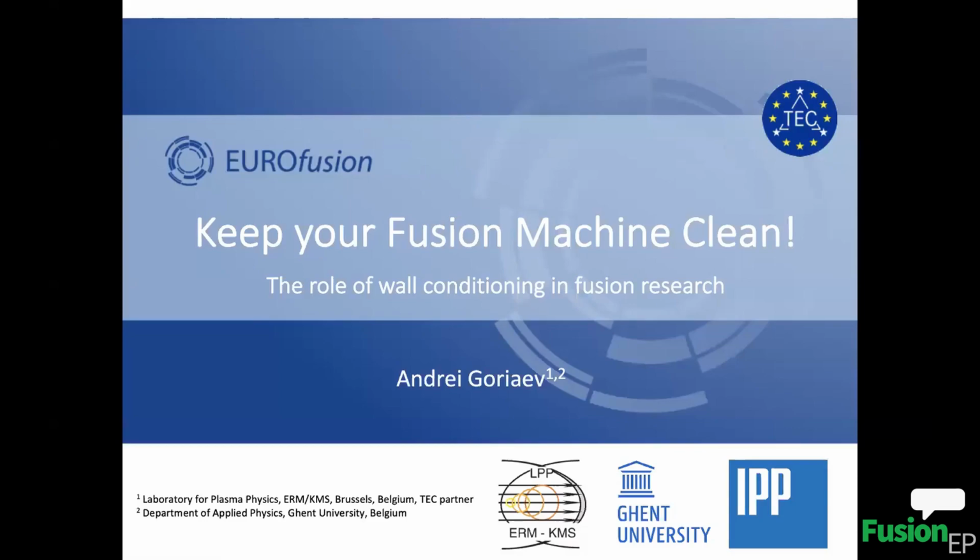I would like to talk a little bit about the role of impurities in fusion plasma, the problem of fuel recycling in fusion machines, and a little bit about how to solve those two problems by applying wall conditioning in your fusion devices. I will explain what wall conditioning is. I will give examples of different types of wall conditioning. And I will also give an example of application of wall conditioning on the superconducting stellarator W7-X.